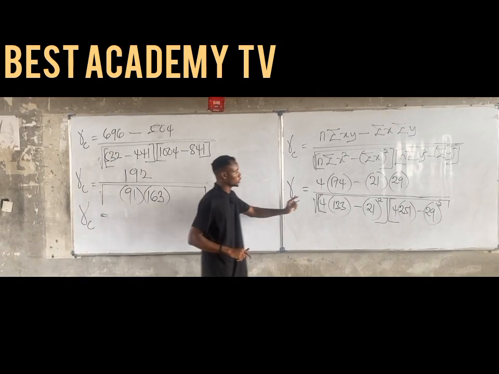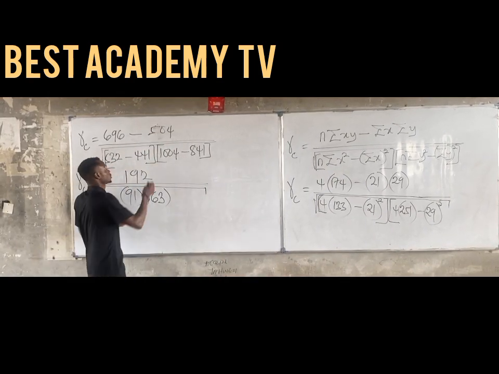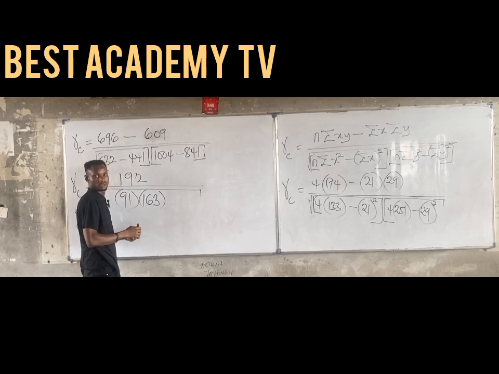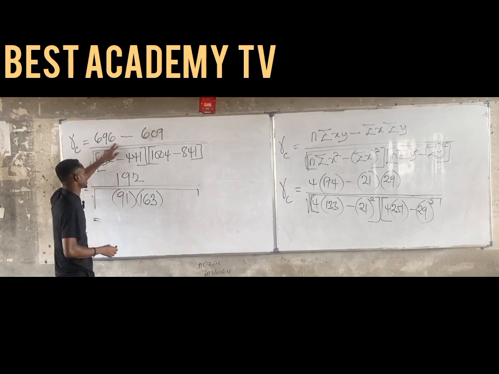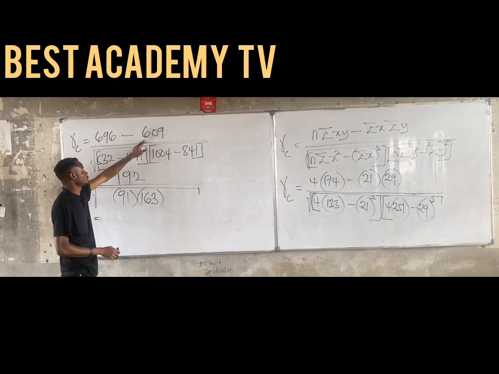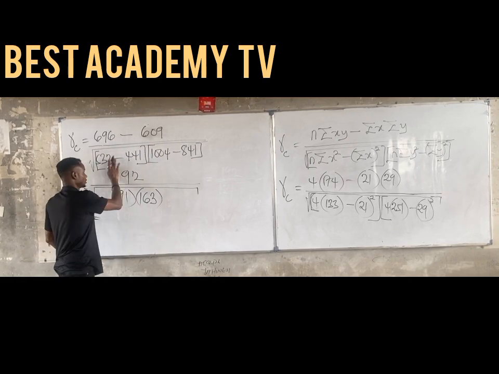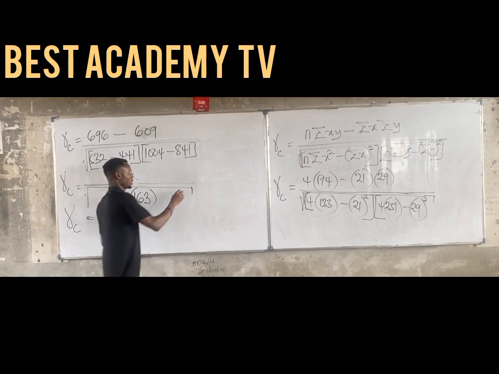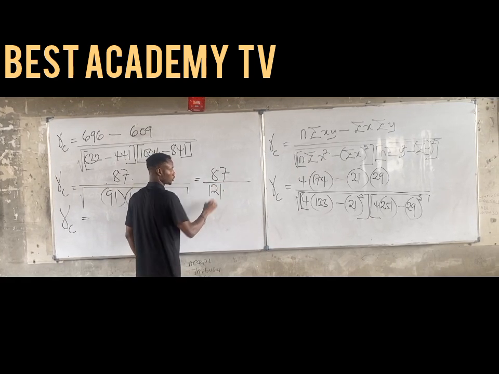Listen, 21 times 29 gave us 609, right? So it is said to be this. Let's correct the mistake. That is 609. Am I correct? That means everything here will give us 696 minus 609. What is the answer here? That is 87. Please take note. So this will give us 87 divided by 121 point what?